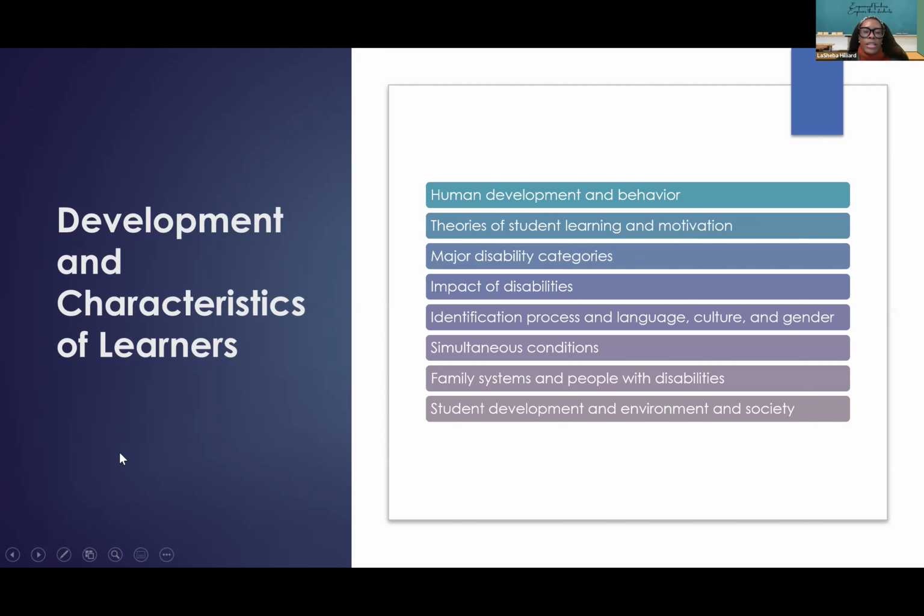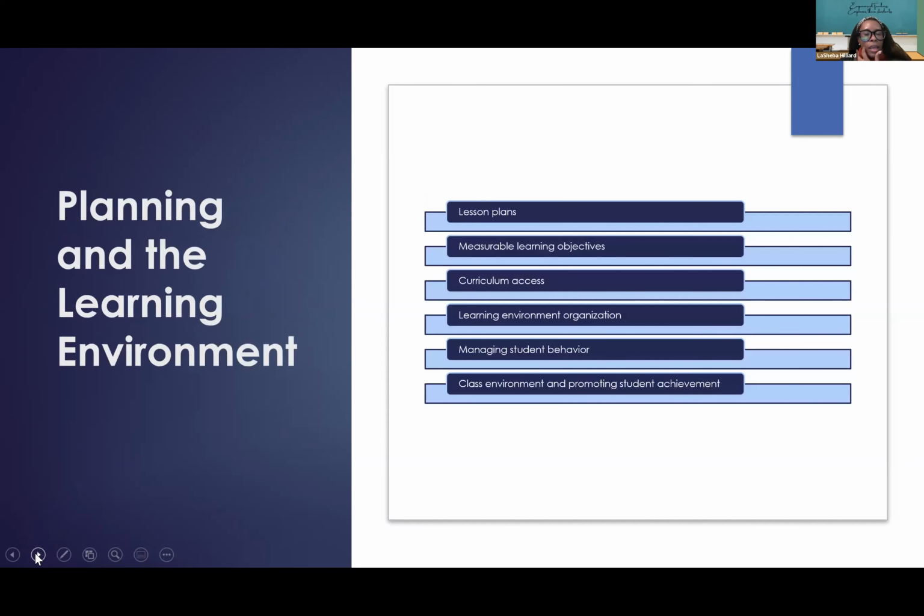And this is basically what we just went over. I just broke it down about human development. Just make sure you know the major disability categories, the impact of disabilities. How is a student who is vision impaired impacted? What are you as an educator going to do to provide services? Family systems and structure, like how you're going to help the family and the parent out, student development and the learning environment, and also the culture of the student. So just make sure that you dive deep into that.